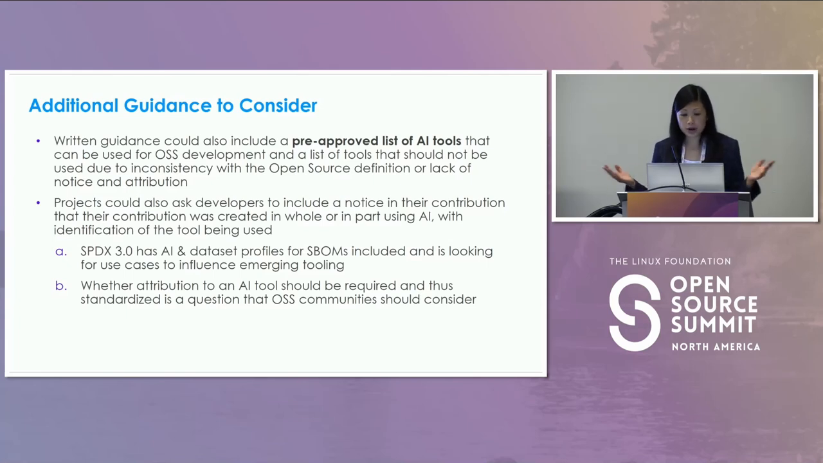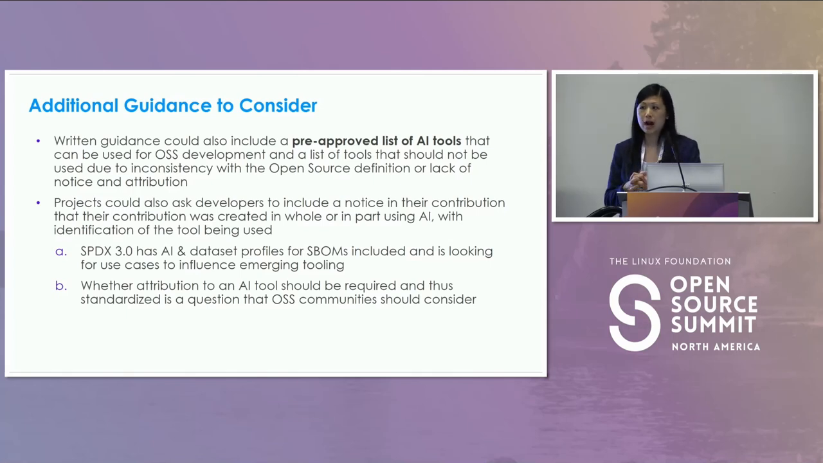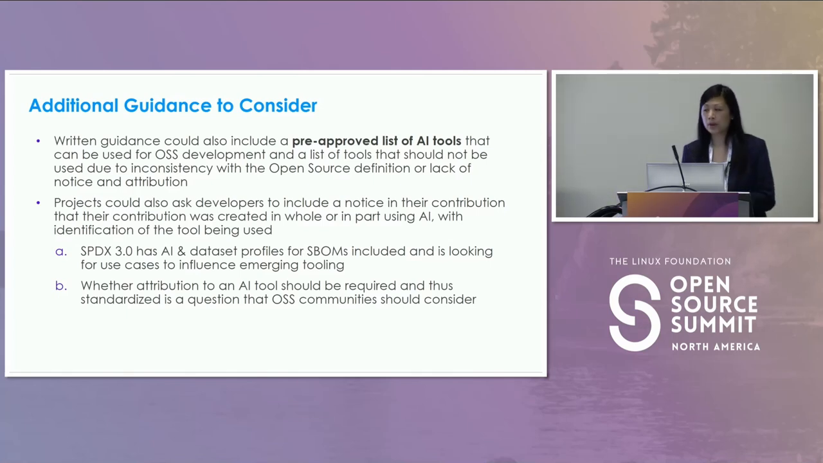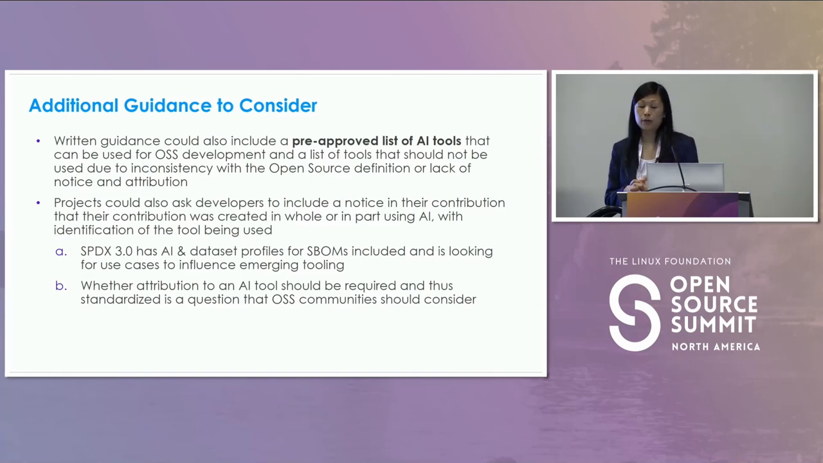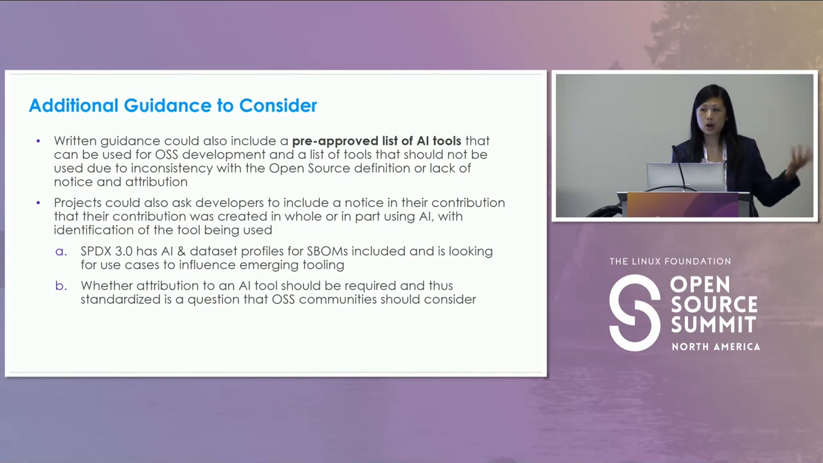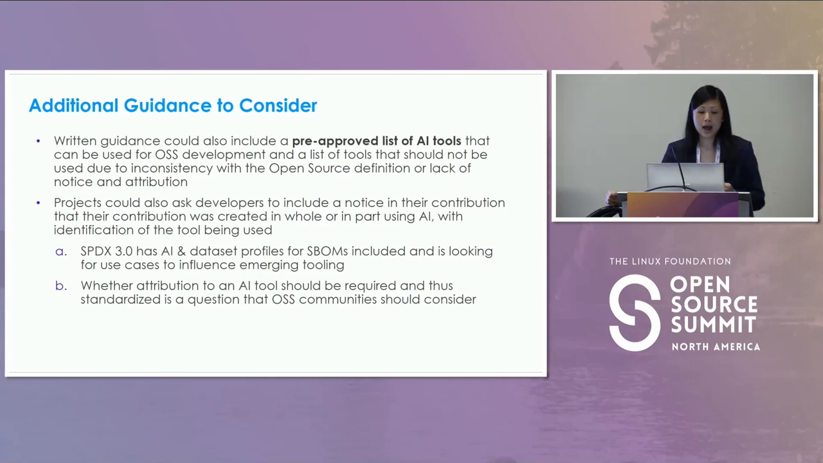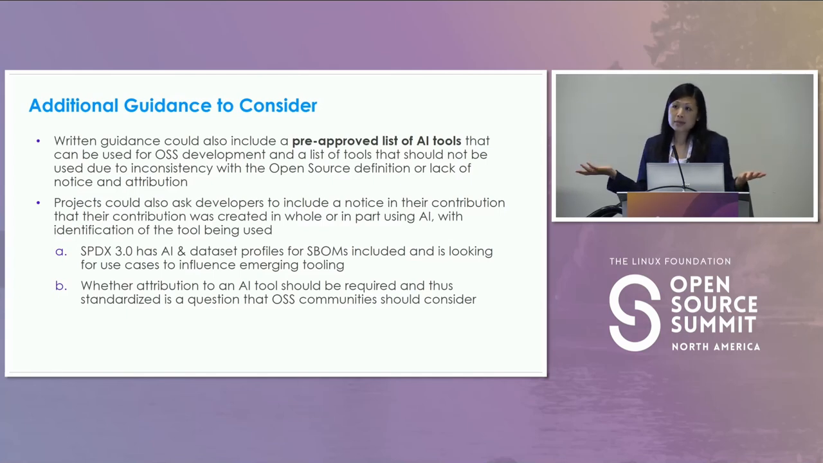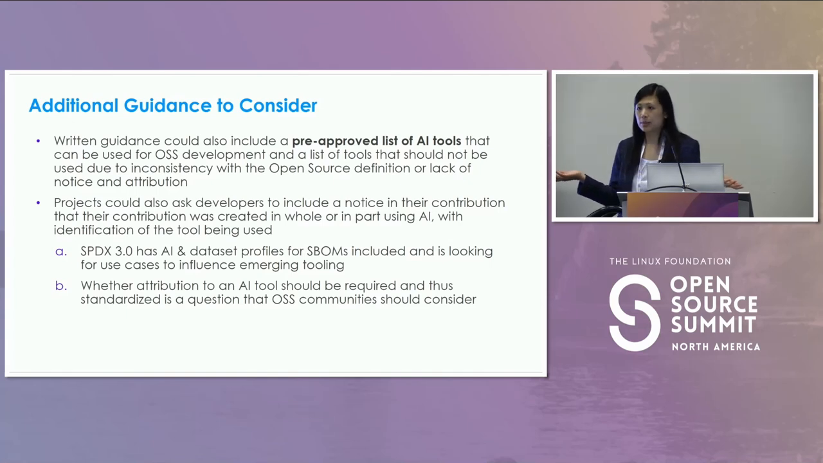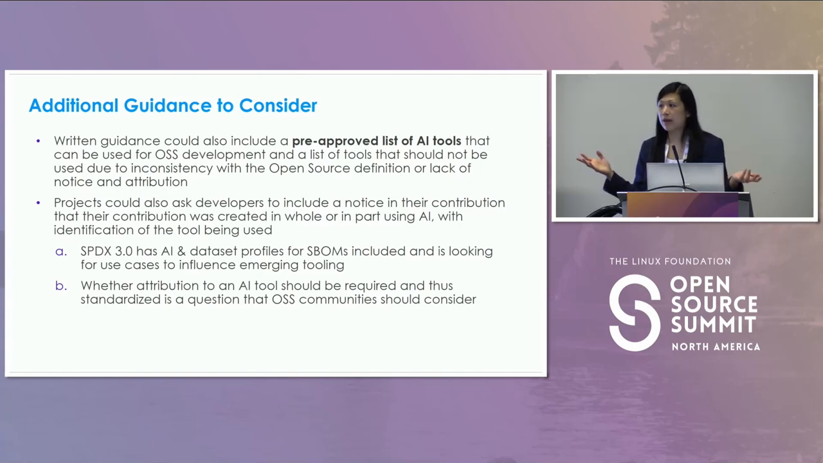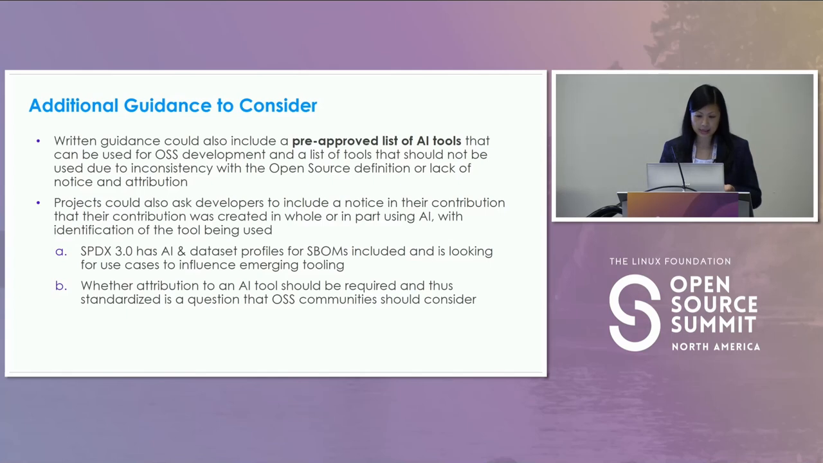Projects might in the future also ask developers to include notice and attribution to the AI tool itself. For example, if you copy code from an open source project and you modify it and then contribute it to another project, you're supposed to maintain the license headers and copyright notices from the third party code that you copied. Perhaps there should also be another disclosure that this contribution was generated in part or in whole using generative AI and listing which tool. So that is something that might be coming around the corner, but that is not a requirement today.